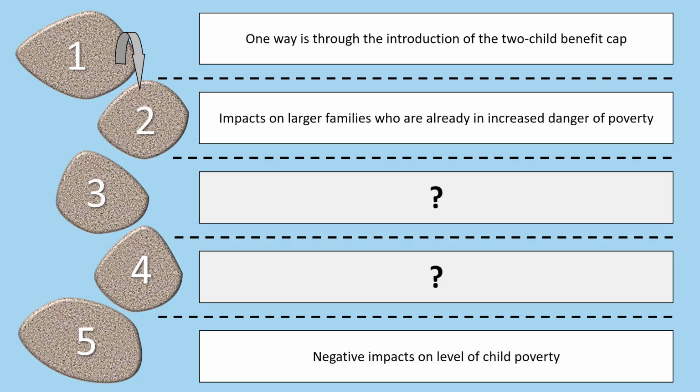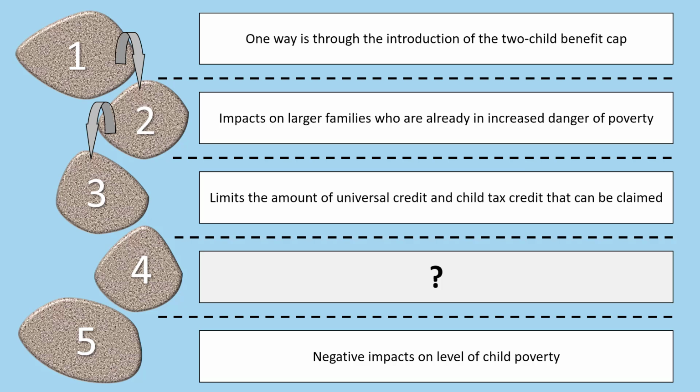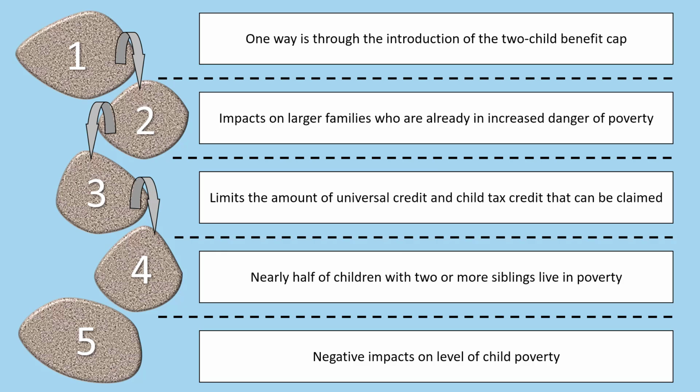So how might the 2-child benefit cap negatively impact on child poverty, particularly on those families who have 3 or more children? Well, it limits the amount of benefits that they may get. So, for example, universal credit and child tax credit. They can only claim for 2 of the 3 children, yet they will still have the costs of 3 children.